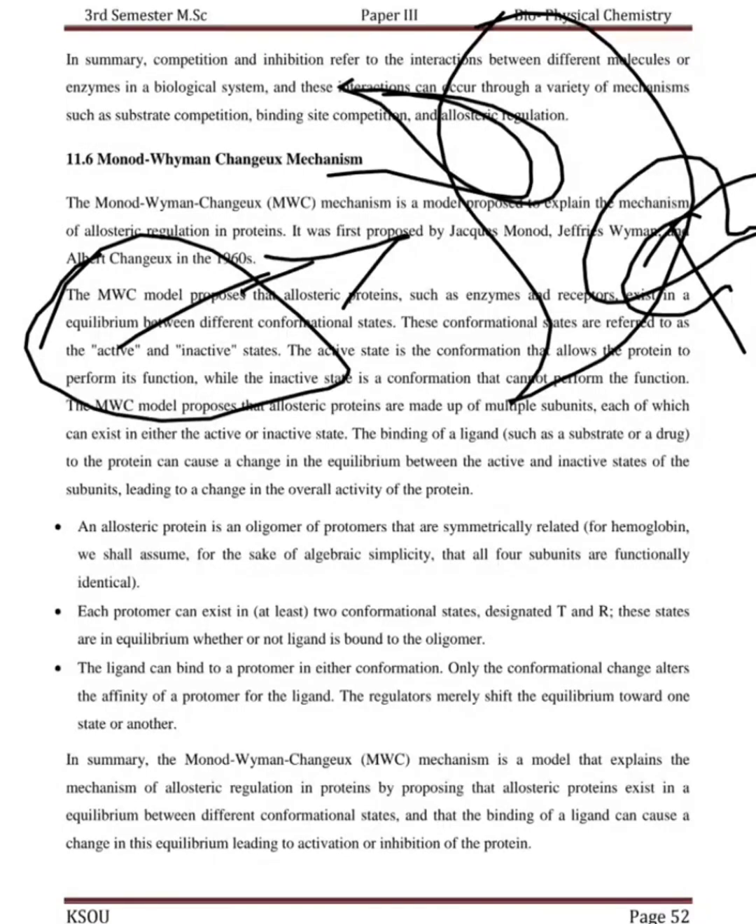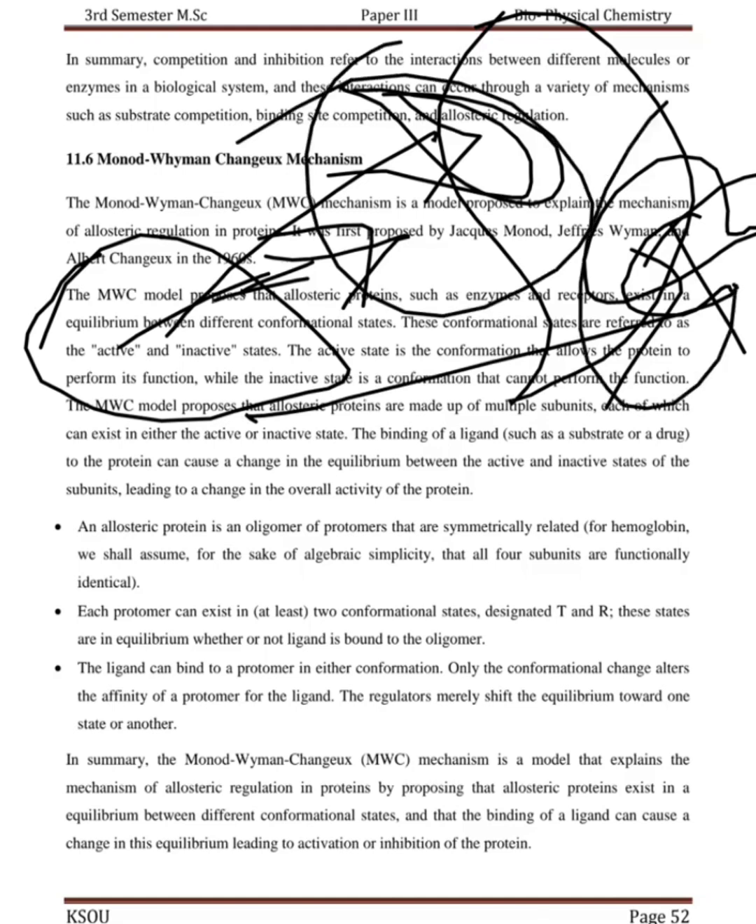So when it binds, whether it is in active state or inactive state, if it binds here or if it binds here, one will be the active state, another will be the inactive state. So whatever it is, we should find the difference. So this mechanism was introduced here, the Monod-Wyman-Changeux mechanism.